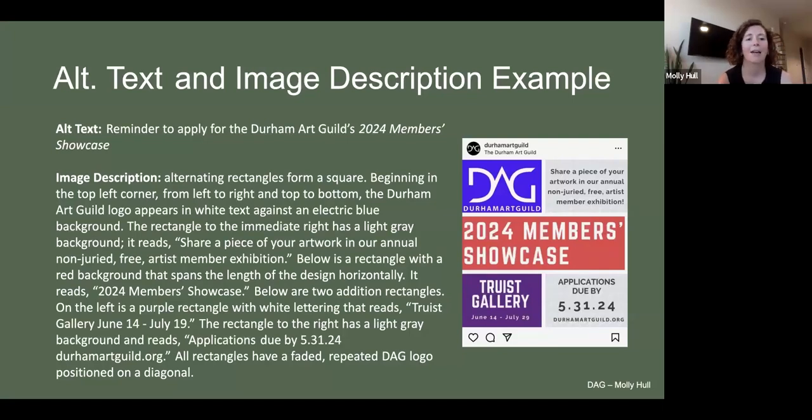So an alt text example for the post on the right reads, a reminder to apply for the Durham Art Guild's 2024 Members Showcase. The image description reads, alternating rectangles form a square, beginning in the top left corner from right to left and top to bottom. The Durham Art Guild logo appears in white text against an electric blue background.